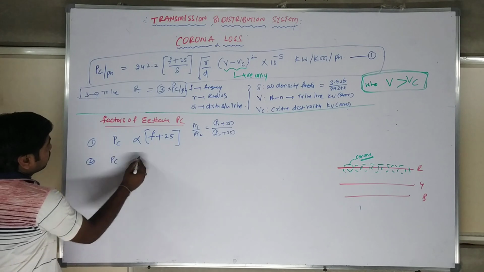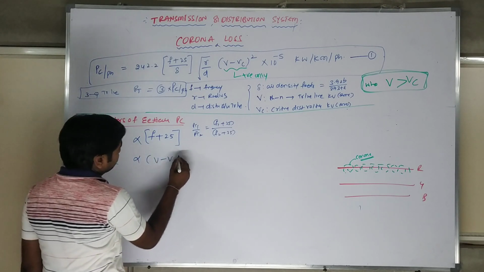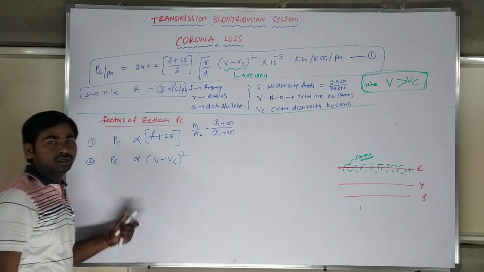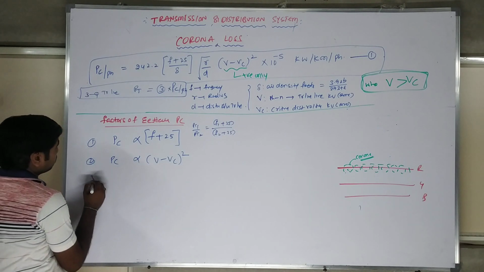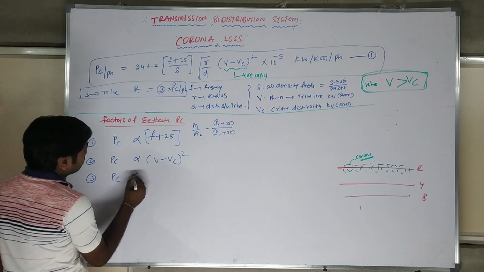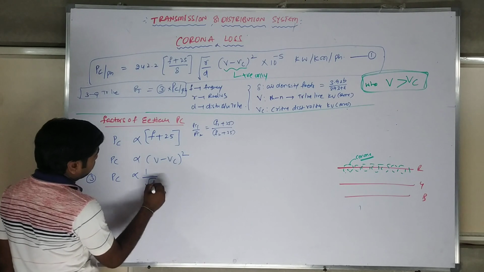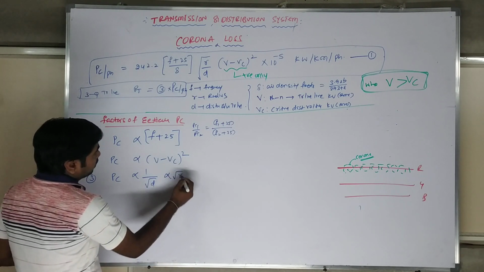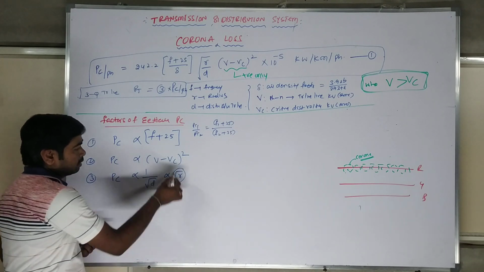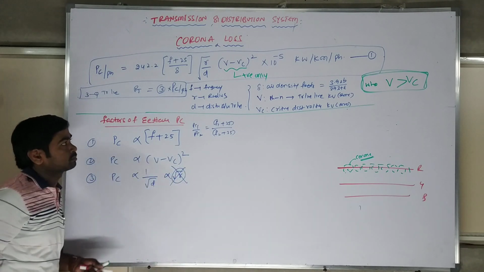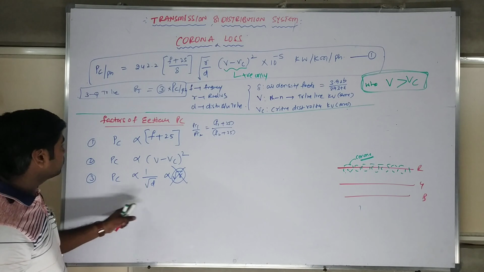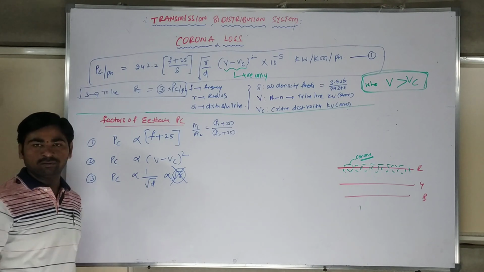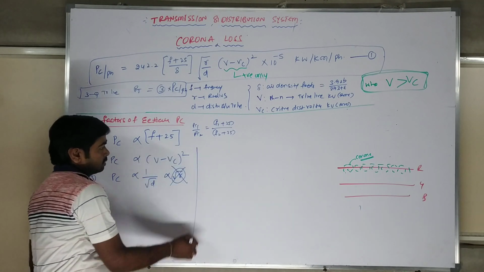Second, the corona loss is directly proportional to (V minus Vc) whole square. That is also very important. The third thing is that the corona loss is inversely proportional to the distance between the lines and also inversely proportional to the square root of the radius, but it is not exactly so; I will explain this later. So these are the three important corona relations.